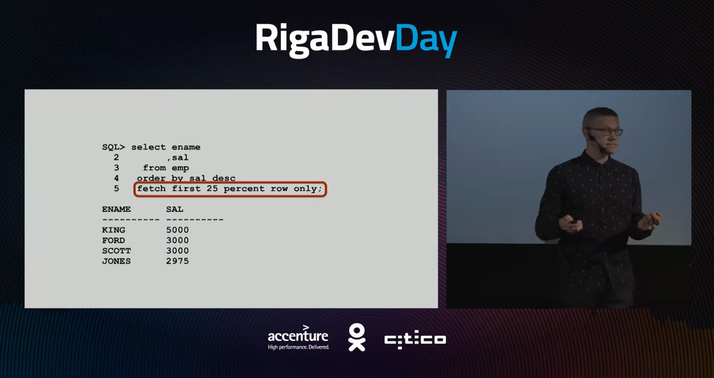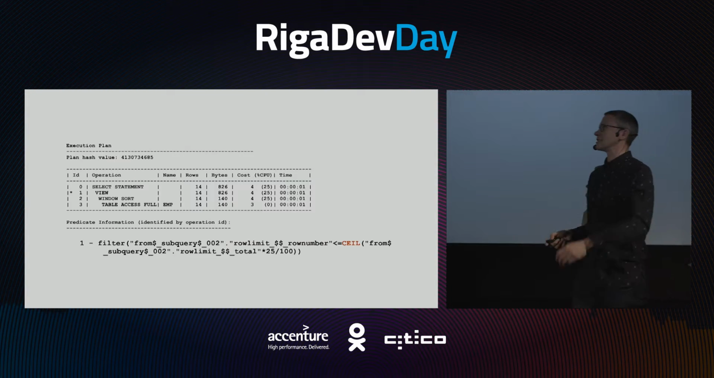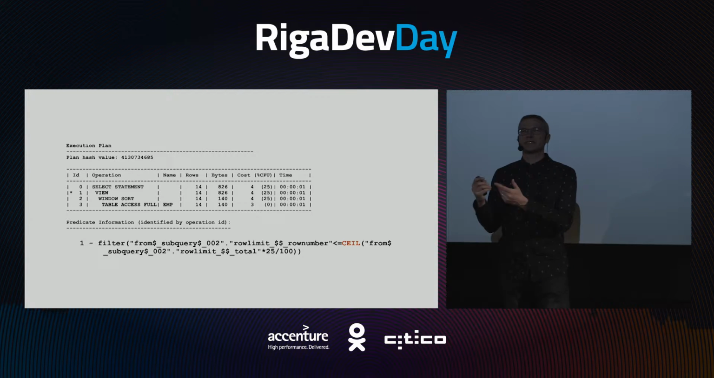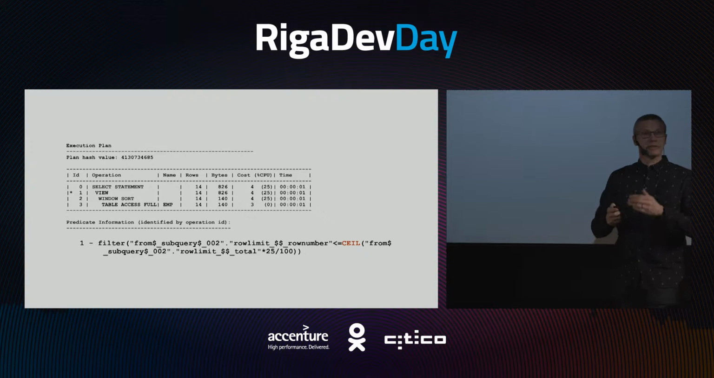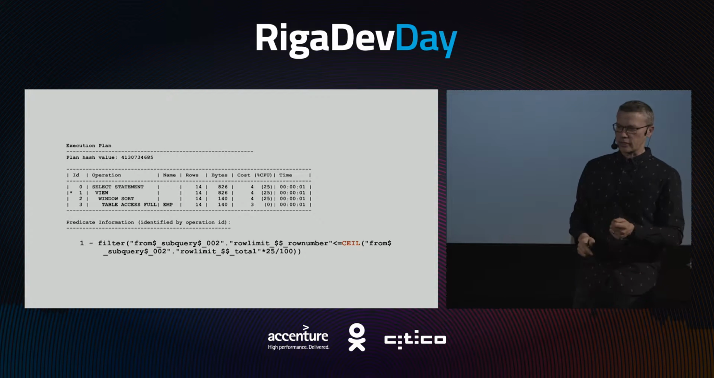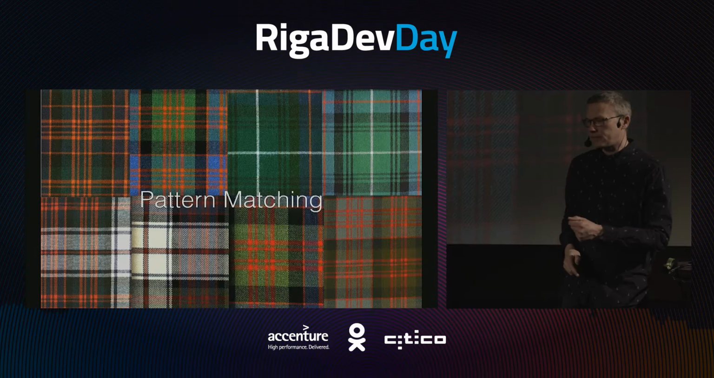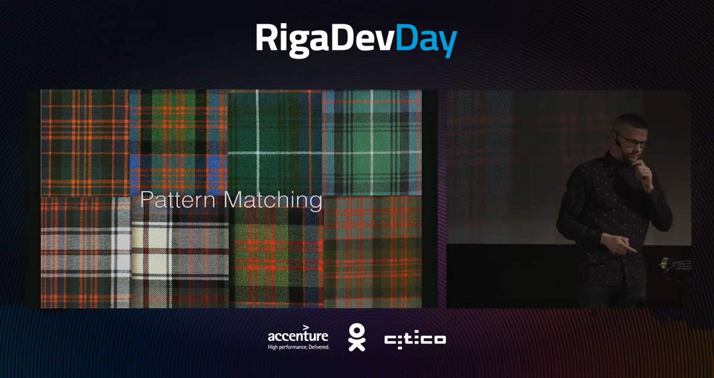Nice? Yeah, okay. So even with this percentage one, they also rewrite it for you, and they use a ceil function to determine the 25%. Okay, next topic. Pattern matching.